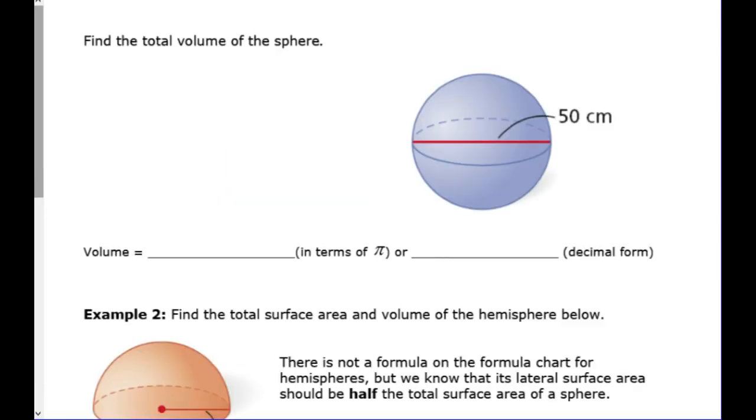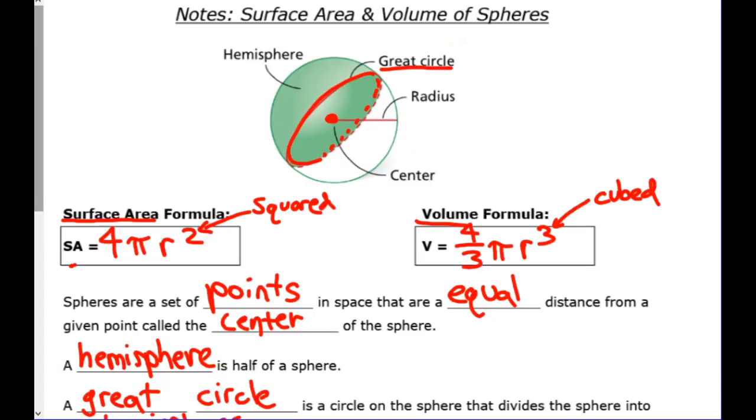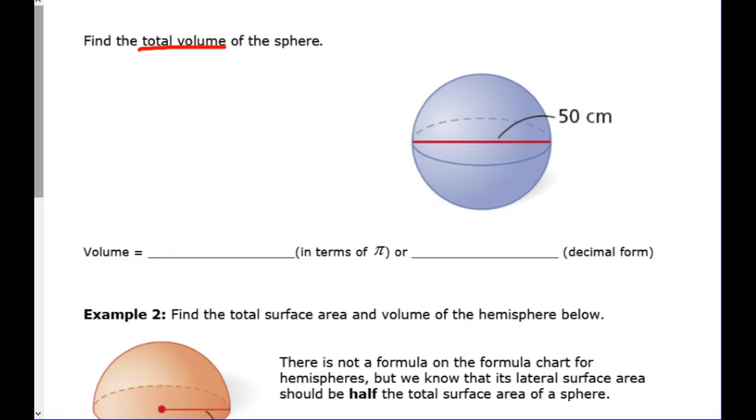Now, this is the same exact picture, but let's read it. Find the total volume. I'm going to need to use a different formula. So let's go back to the formulas. What's the volume formula? 4/3 pi r cubed. Let's write that down. V equals 4/3 times pi r cubed.